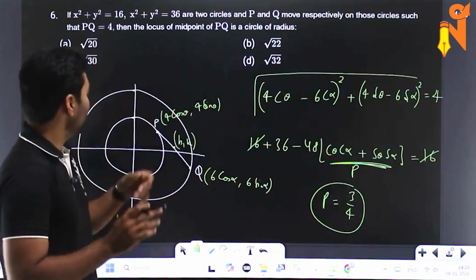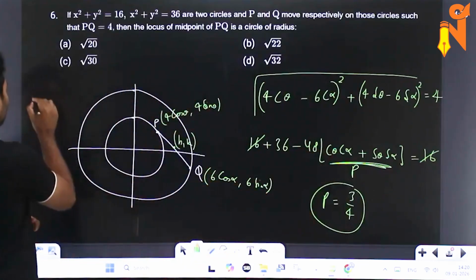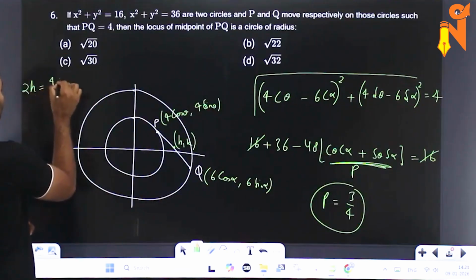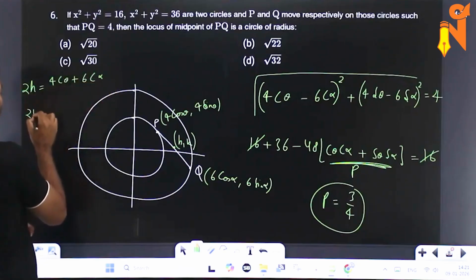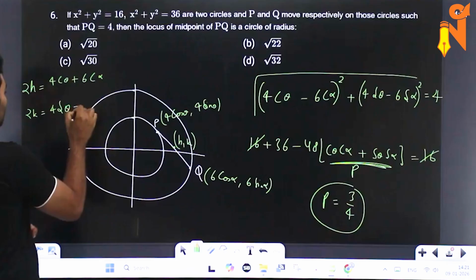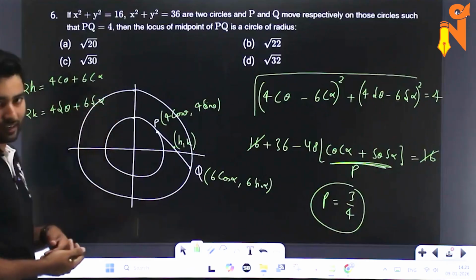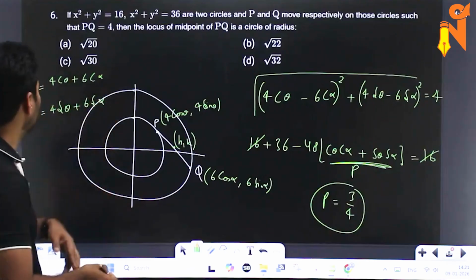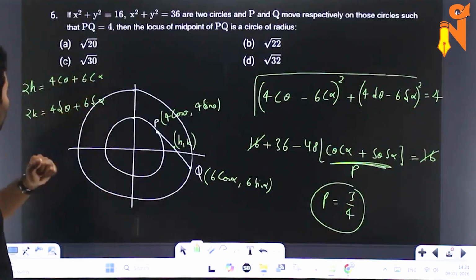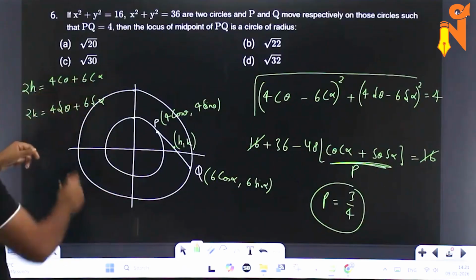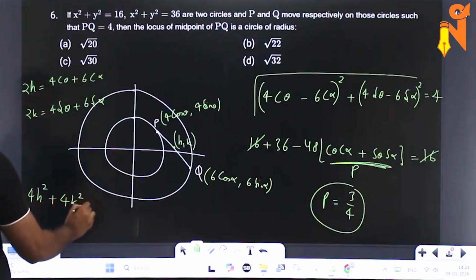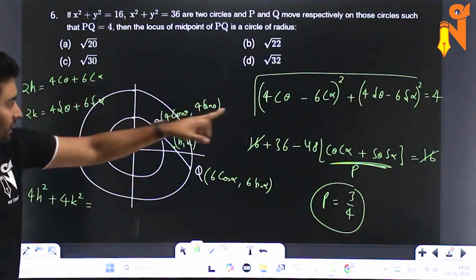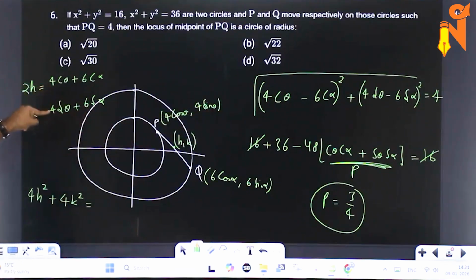Now the midpoint of PQ is obviously H, or let's say 2H is equal to 4 cos theta plus 6 cos alpha. Similarly, 2K equals 4 sin theta plus 6 sin alpha. Again we will do whole square and addition. So when you do whole square and addition, what you will get? 4h square plus 4k square equal to, you can see the same pattern here also, 16 with this 16.